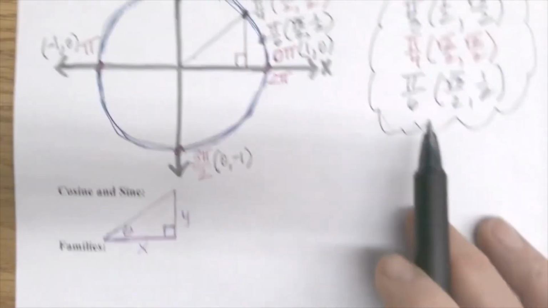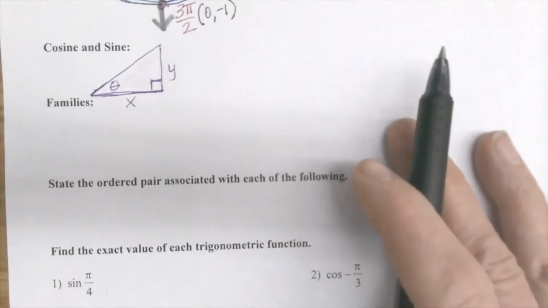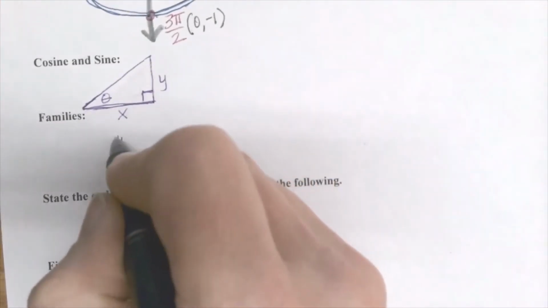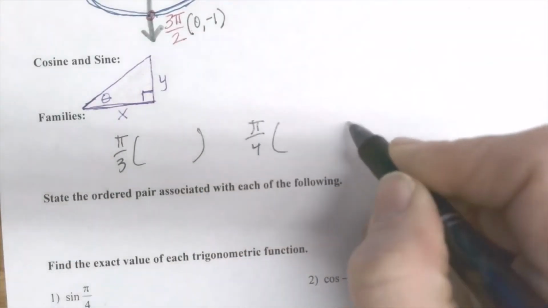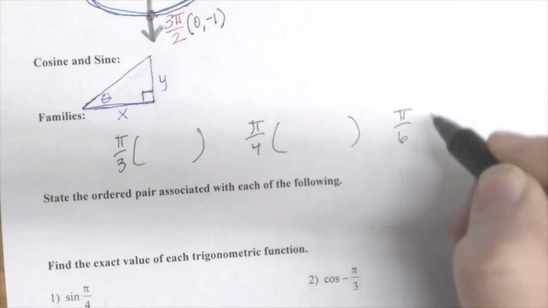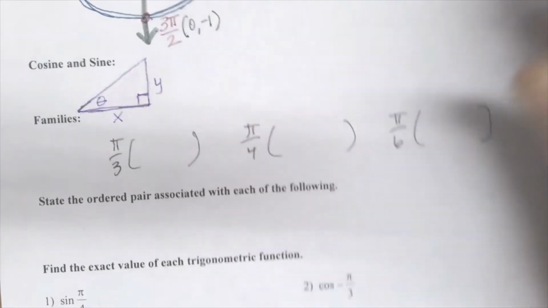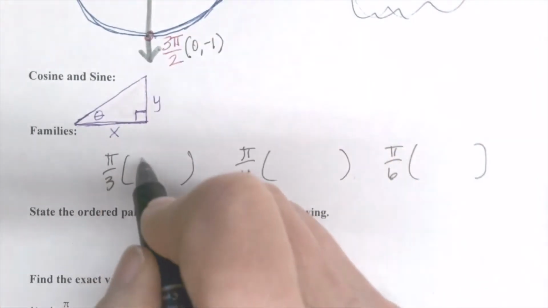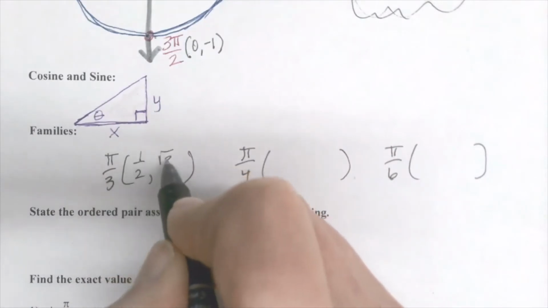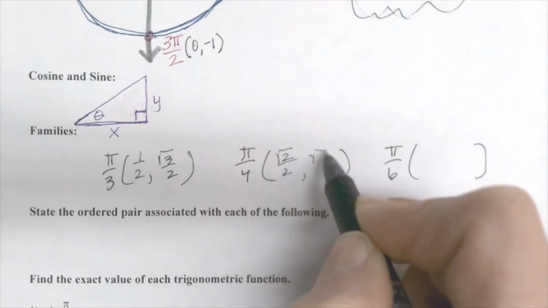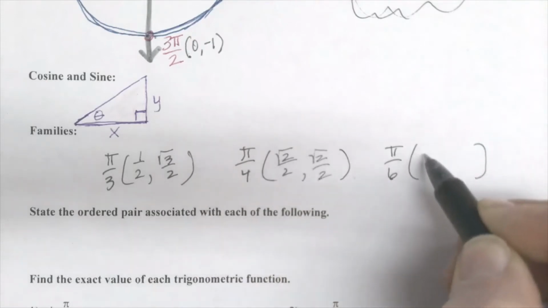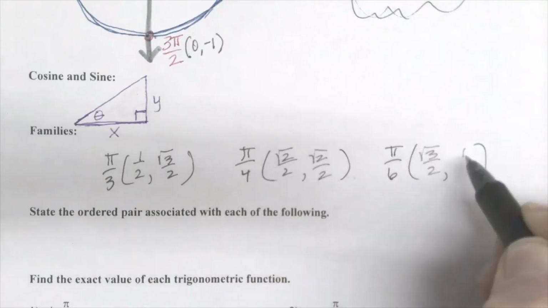So my families, I'm just going to copy those down here. My families, like I said, are pi over 3, pi over 4, and pi over 6. I'm just copying down the values that I found. Pi over 3 is 1/2, the square root of 3 over 2. Pi over 4 is square root of 2 over 2, square root of 2 over 2. And pi over 6 is square root of 3 over 2, 1/2.